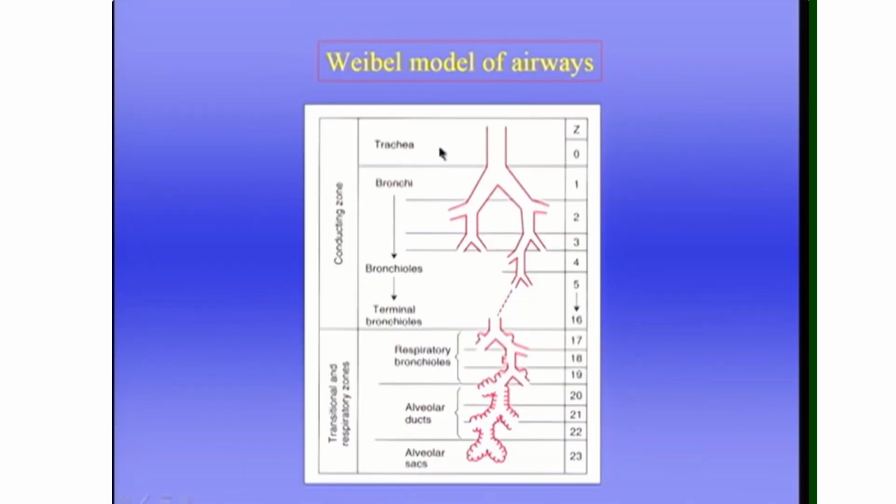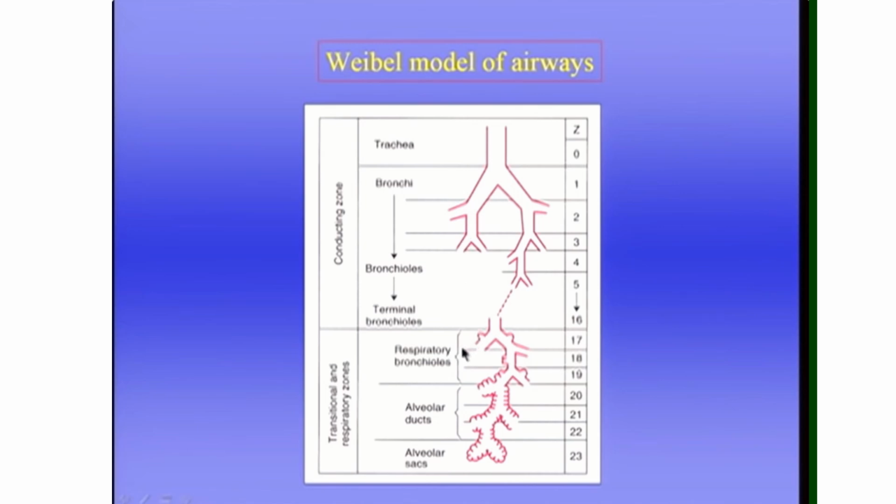And what he said was that there is, first of all, a conducting zone here, starting at the trachea and going all the way down to the terminal bronchioles, which are the last airways that don't contain alveoli. So all this is the dead space, the anatomic dead space, a volume about 150 mils.